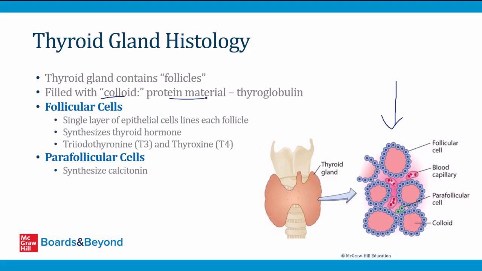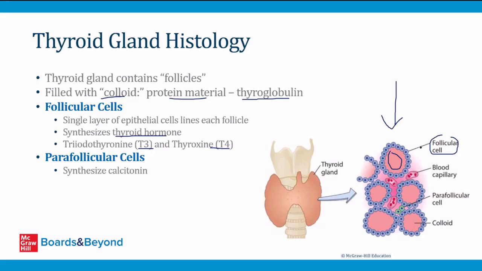It's made up of protein. Most of the protein is thyroglobulin. I talk about thyroglobulin in another video, but it's a protein that's very important for the synthesis of thyroid hormone. So you have these collections of colloid, and they're surrounded by a single layer of cells, and those cells are called follicular cells. And these are the cells that make thyroid hormone. They can make T3 and T4, and I talk about the biochemical process of how this happens in another video.